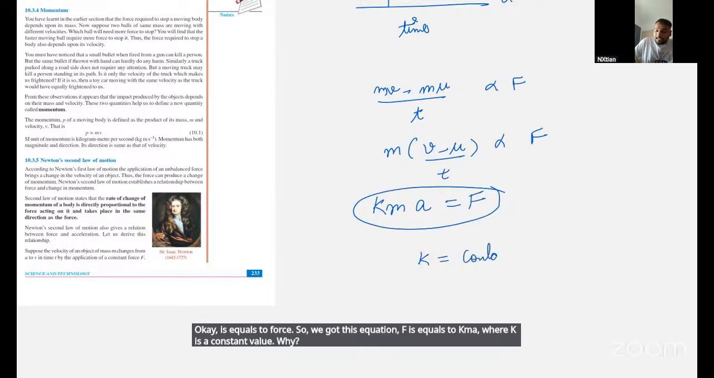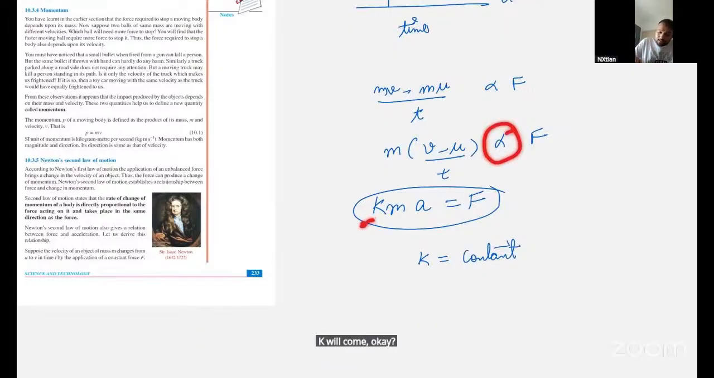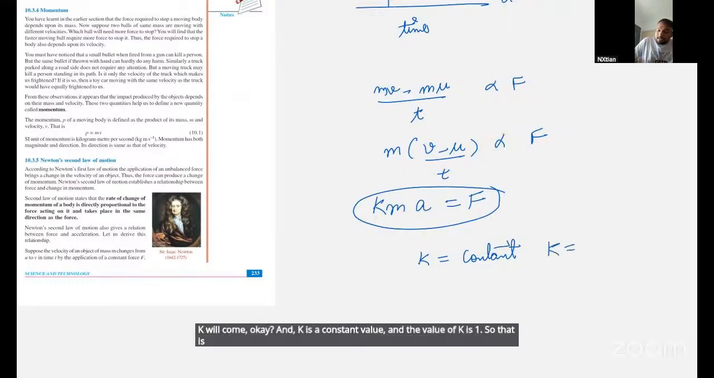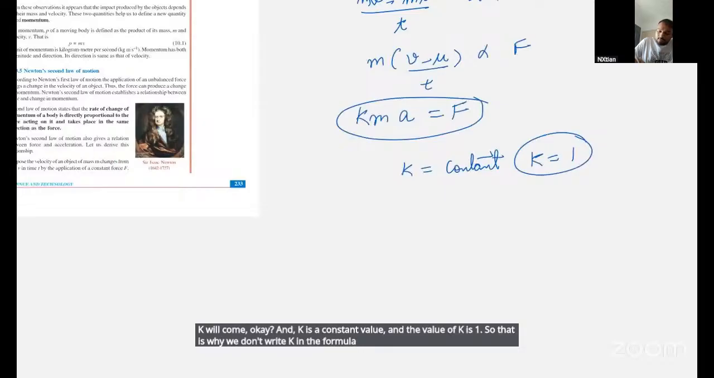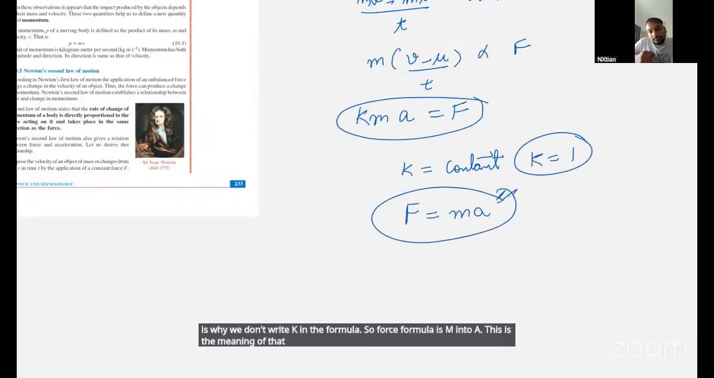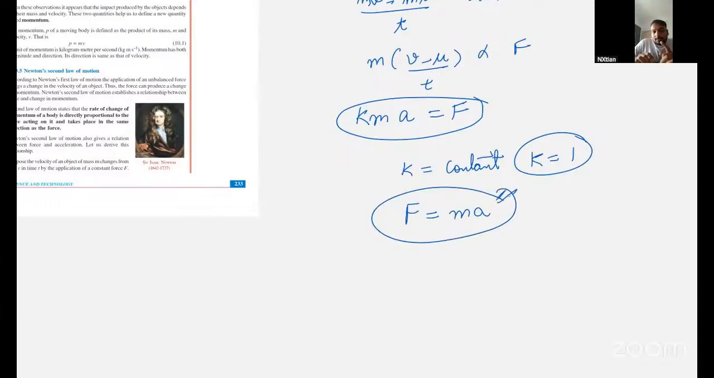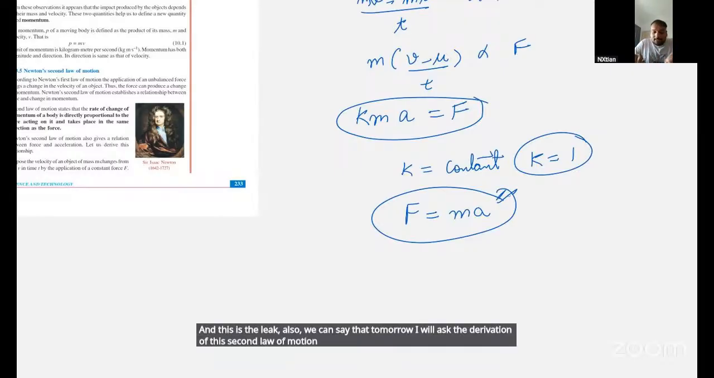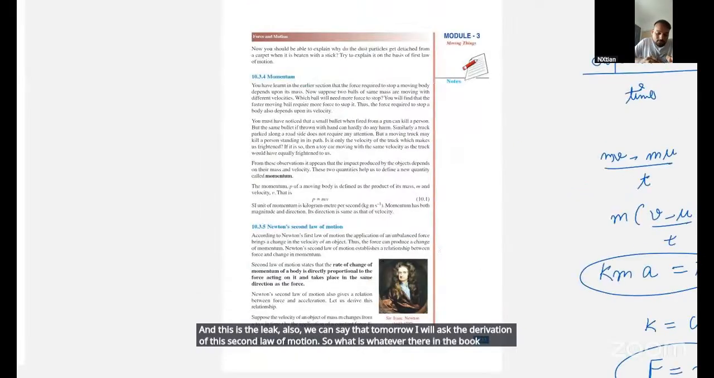Why did k come? It came when I removed the directly proportional sign. k is a constant value, and the value of k is 1. So that is why we don't write k in the formula. So the force formula is m into a. This is the meaning of that. Tomorrow I will ask the derivation of this second law of motion, so whatever is there in the book, you have to write it down the same.